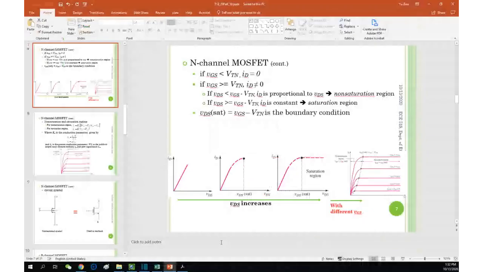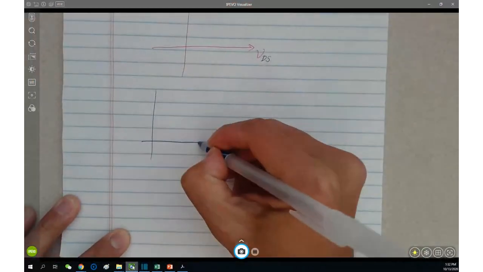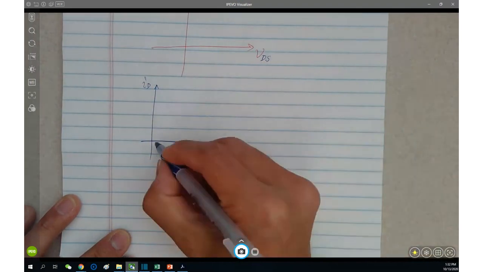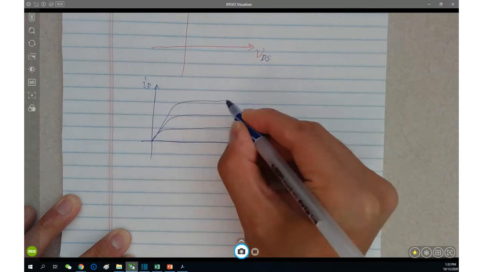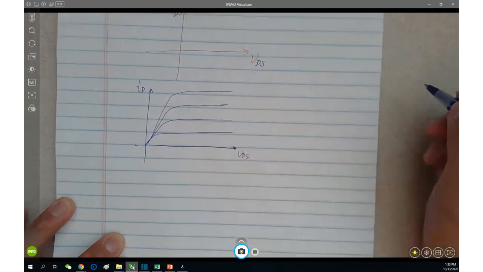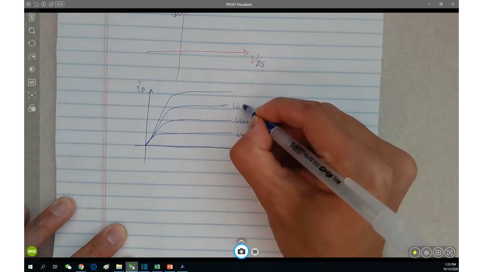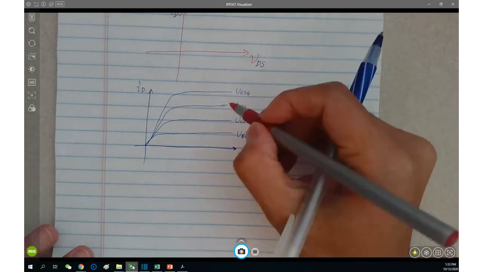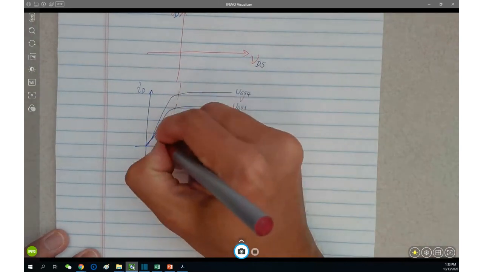Repeating this a little bit in our graph here, which you might want to take some notes on. It looks like this. What we will be able to see in the lab will look like this. Obviously, they correspond to VGS1, VGS2, VGS3, and VGS4. And they have a relationship like this, right? For increasing VGS value. And also, you have a saturation boundary here.